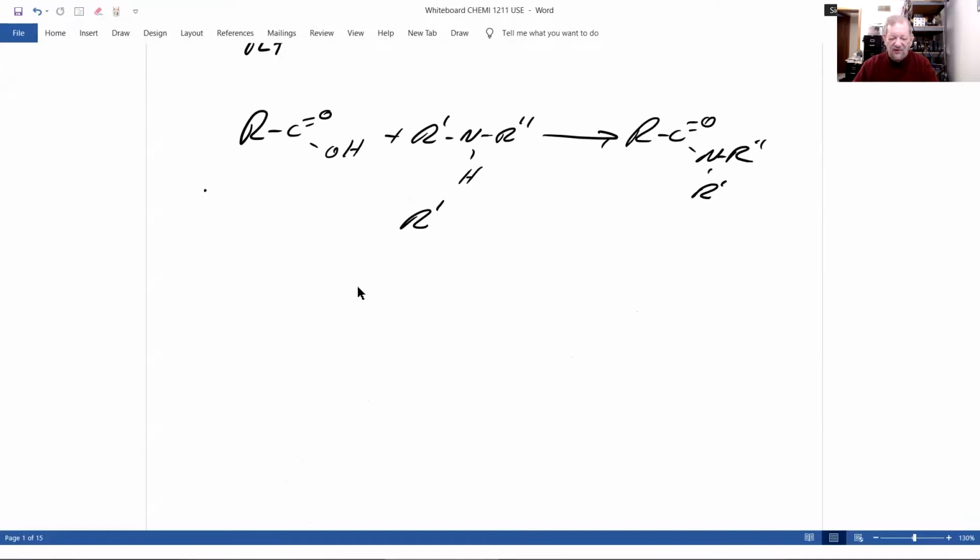And what I forgot to do was this. Remember, in this reaction, our prime and our double prime can be hydrogen, or they can be both alkyl groups. So if they're both hydrogen, this would be NH3 ammonia.